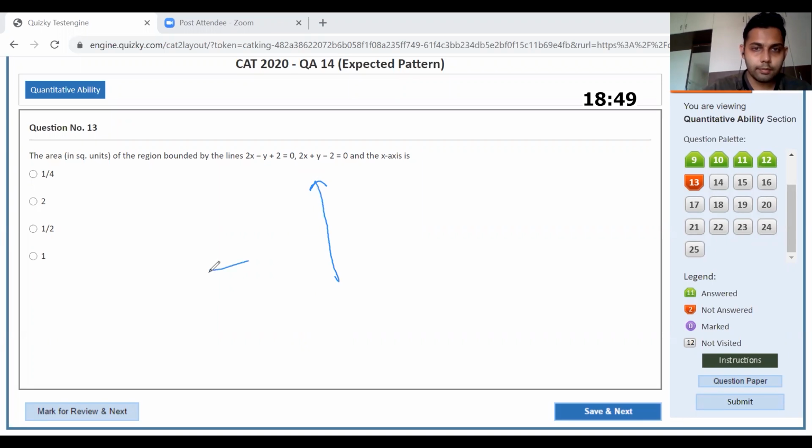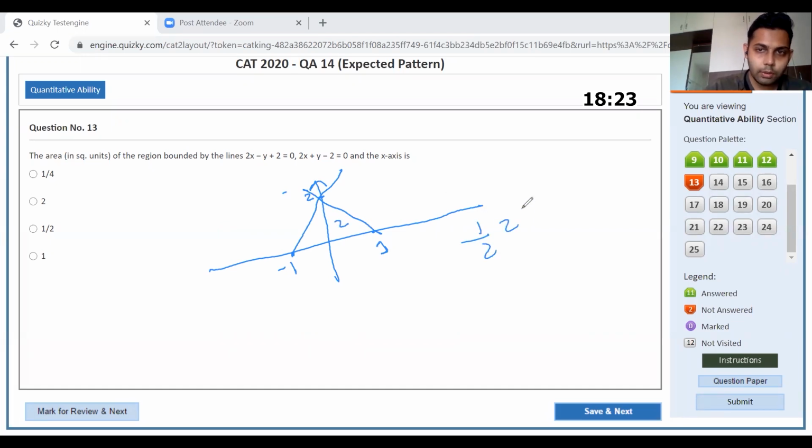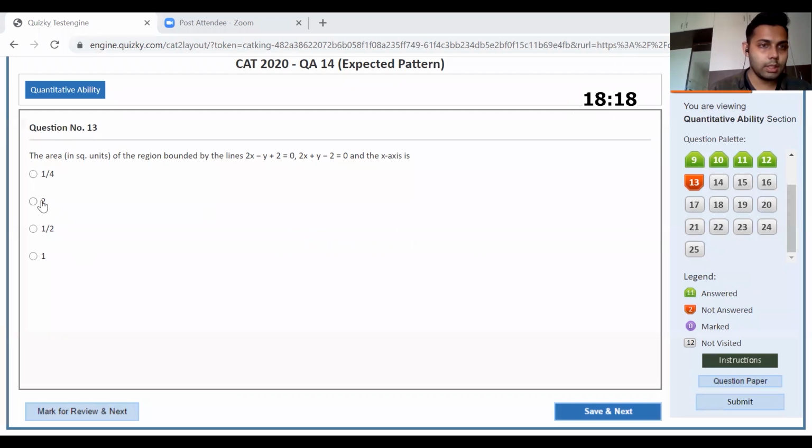Bounded by the regions. Yeah, these are very easy sums. Okay, let's see. 2x plus 2 is equal to 0. Okay, that means x is equal to minus 1, and y should be equal to 2. So this is one line. Okay, 2 and minus 1. And in this case, minus 2. So x is equal to 1. And y is again equal to 2. So this is the case. Okay, area, half base into height, 2 into 2. So my answer is 2. This is pretty easy again.